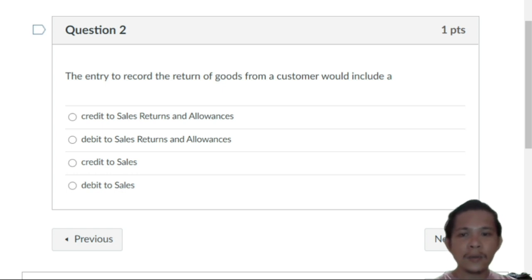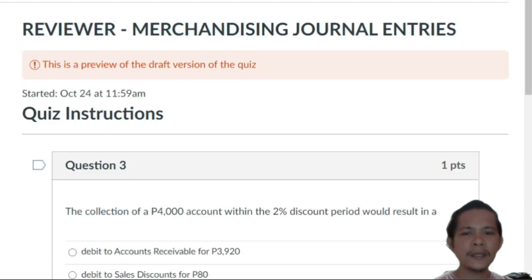So, titignan natin dito, ang first choice mo, credit to sales returns and allowances. Magiging mali yan kasi dapat debit. Ang sumunod ay debit to sales returns and allowances. So, malamang ito yung sagot mo. Pero check lang natin yung dalawa. Credit to sales and debit to sales. Ano ba ang journal entry mo pag may sales returns? Debit, sales returns and allowances, and credit, accounts receivable. Kasi mababawasan ito ang iyong receivable balance. So, hindi ito credit sa sales. So, ang tamang sagot ay itong pangalawa. Next tayo for question number 3.